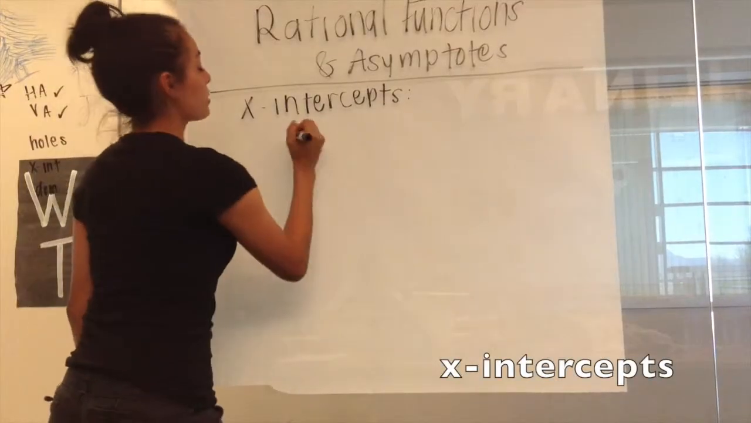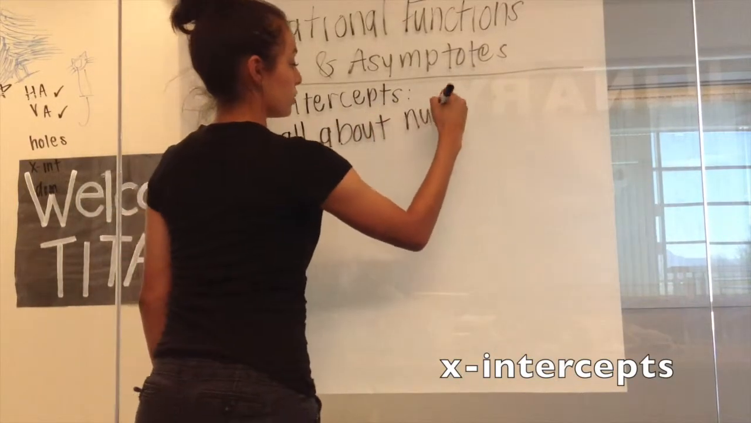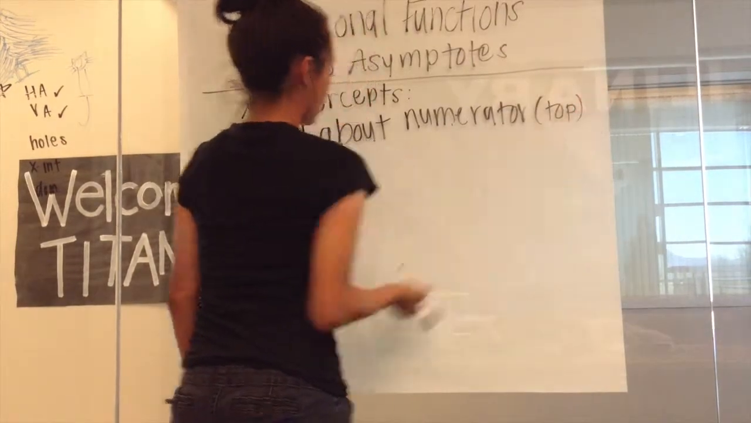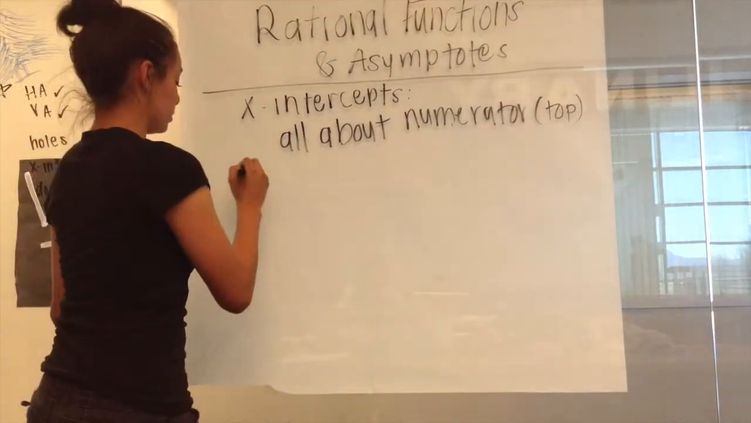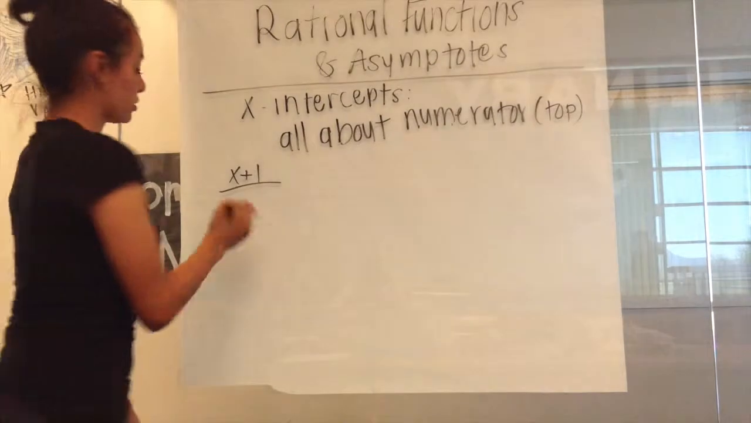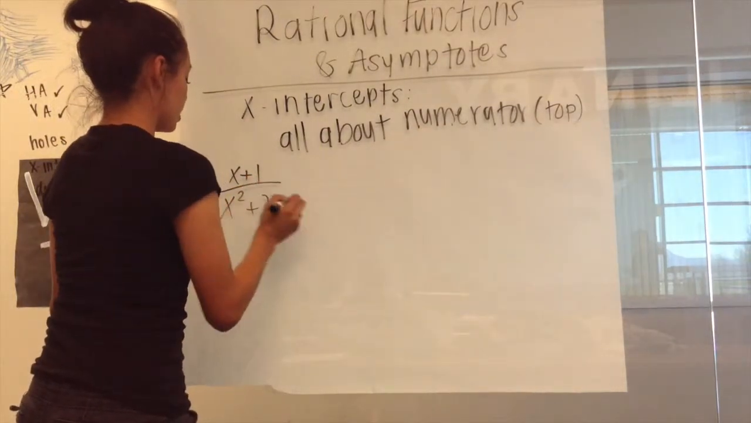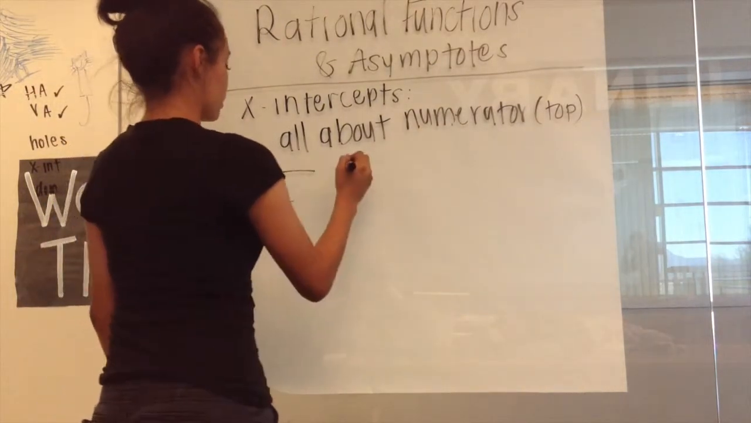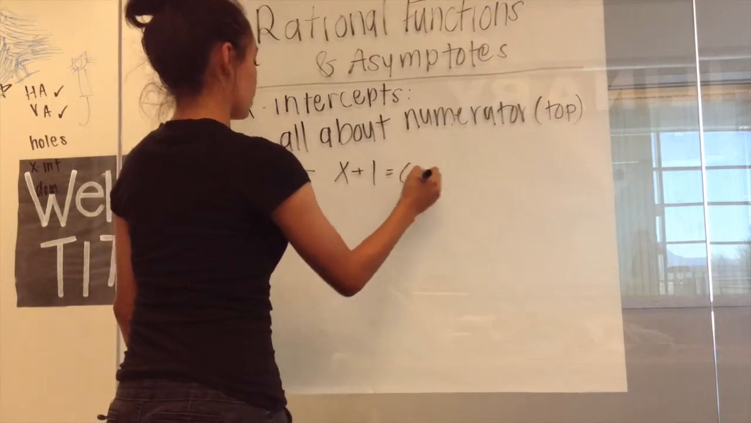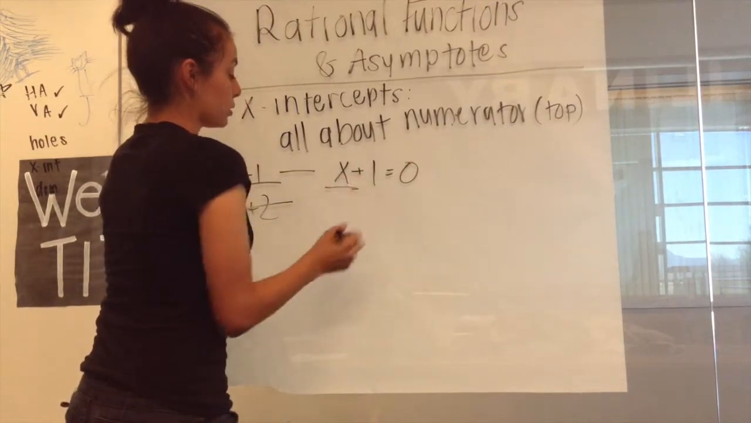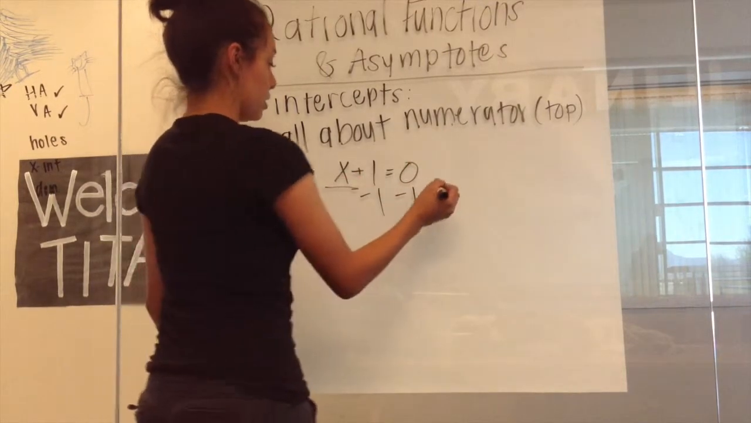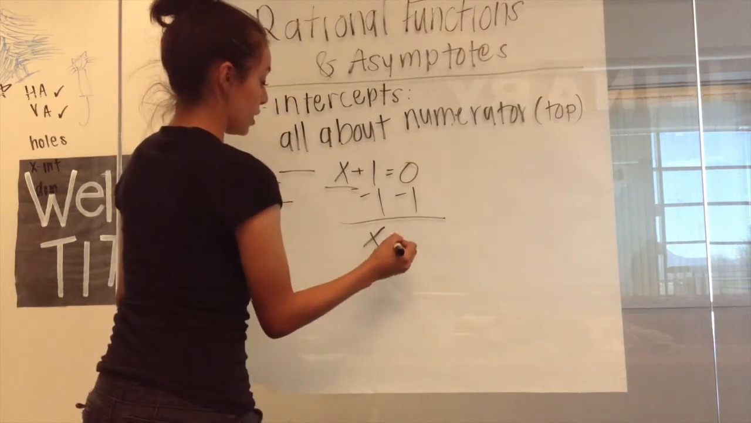So now we're going to talk about the x-intercepts. The x-intercepts are all about the numerators. So in our first example, say we have x plus 1 over x squared plus 2. We're only going to look at the top, which is x plus 1. So here we want to set x plus 1 to 0 so we can figure out what x is. First we would subtract the 1 from both sides, and then we would get x equals negative 1.